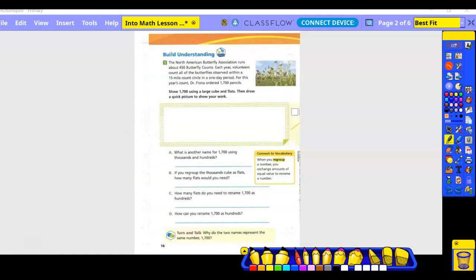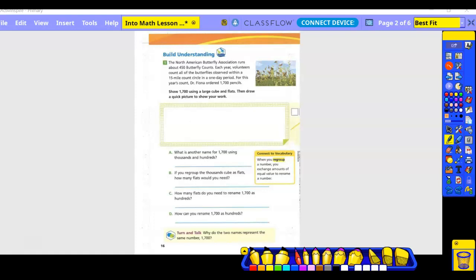Build understanding number 1. The North American Butterfly Association runs about 450 butterfly counts each year. Volunteers count all of the butterflies observed within a 15-mile count circle in a one-day period. For this year's count, Dr. Fiona ordered 1,700 pencils. Show 1,700 using a large cube and flats. Then draw a quick picture to show your work.